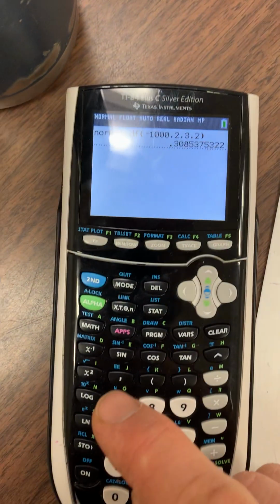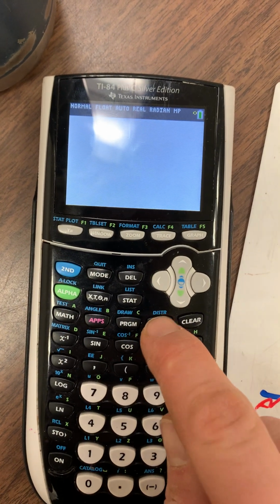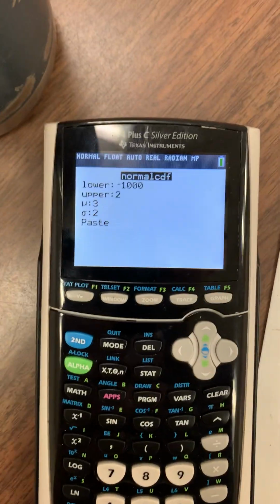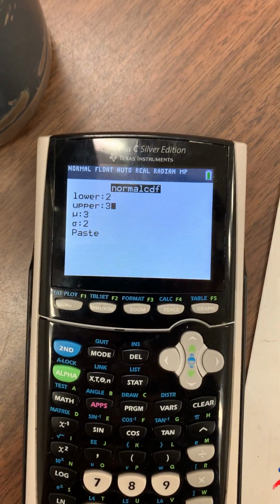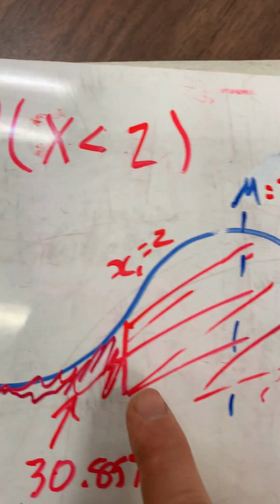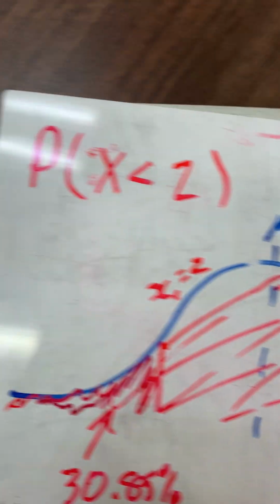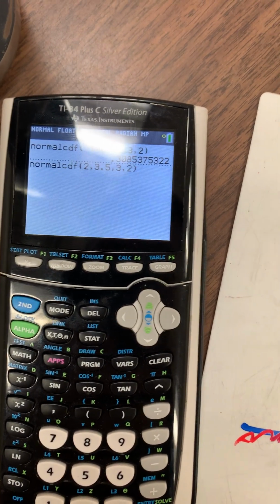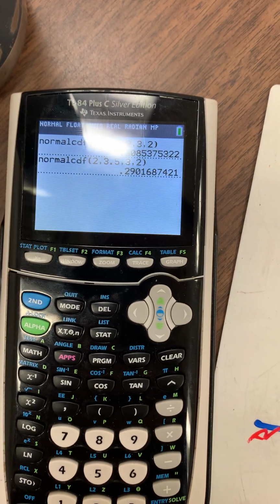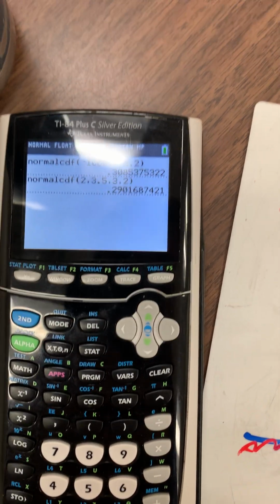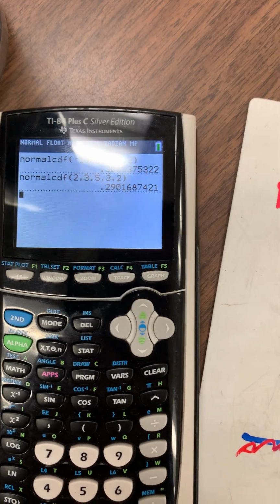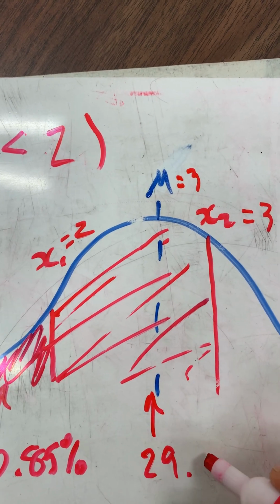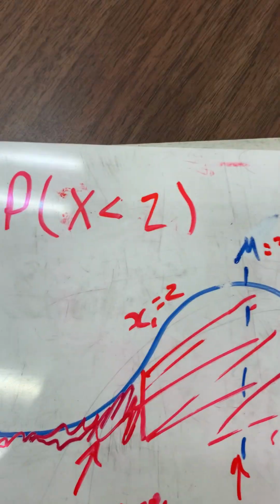So I'll go back to my calculator, second function, distribution. Normal CDF is option 2. Now I'm going to adjust my lower to be 2 and my upper to be 3.5. That way it's going to have 2 as my lower bound and 3.5 as my upper bound. I'll go ahead and keep the same mean and standard deviation and click paste, and it gives me my area. So my area of that particular region is about 29.02. So this area is 29.02%.